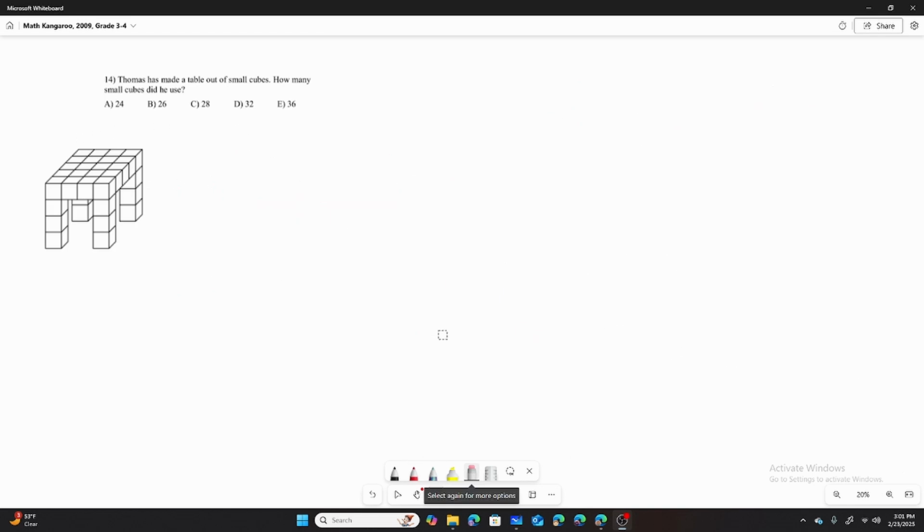Hello guys, we're gonna do problem 14. Thomas has made a table out of small cubes. How many small cubes did he use? So this is the table.